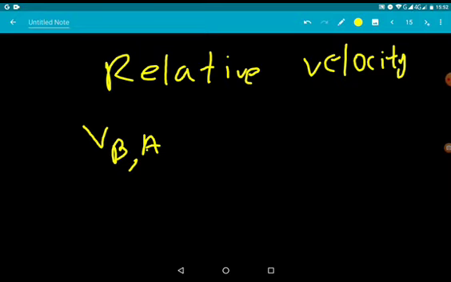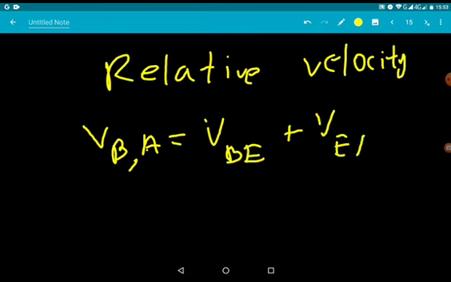It means velocity of B relative to A. So how to write it? Here V_BE plus V_EA is that. What is this E? E is earth. So if we write this, velocity of B relative to earth, velocity of earth relative to A.